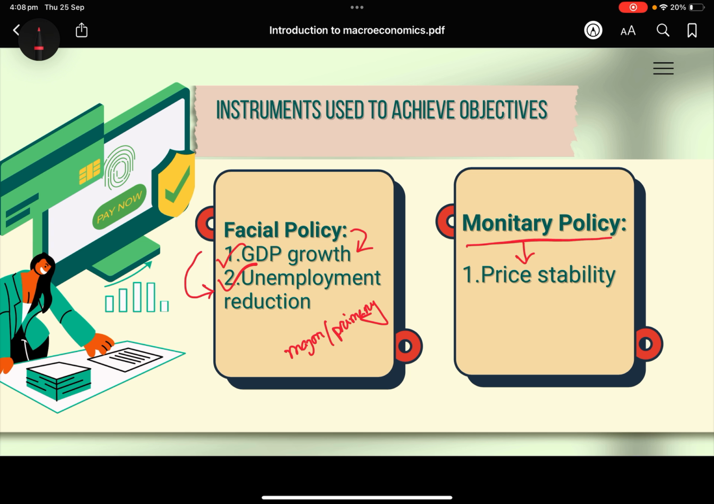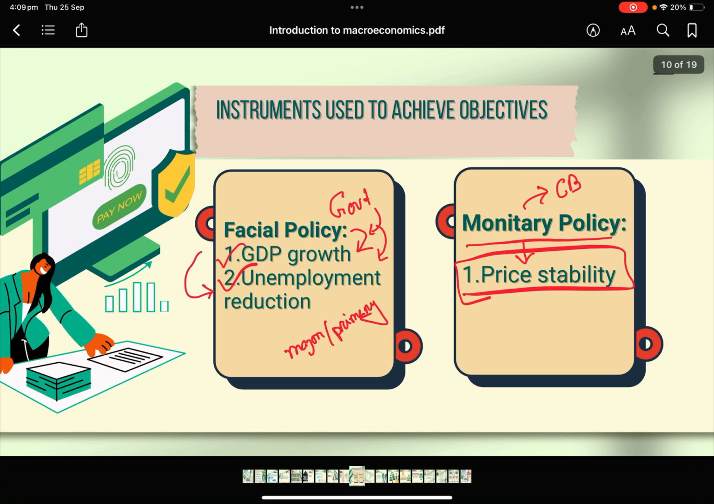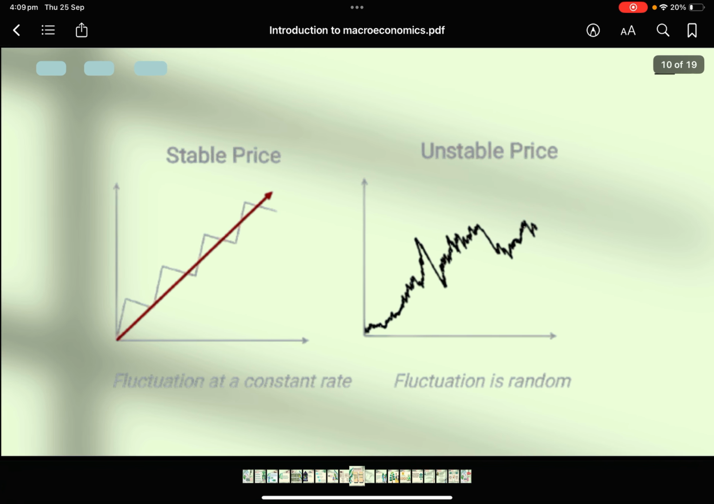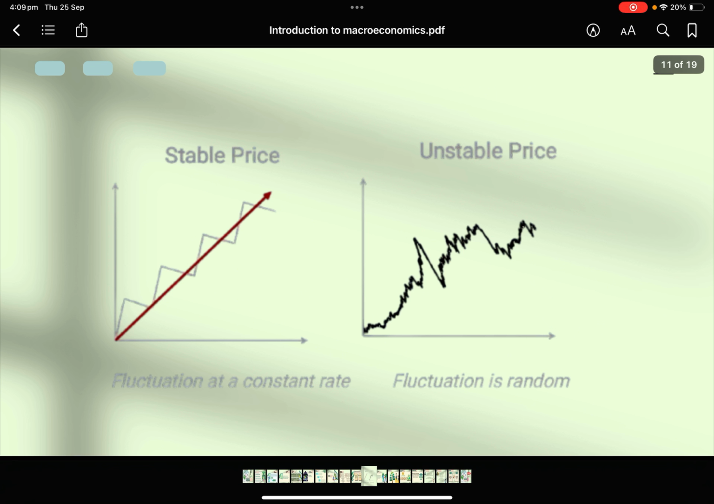And by using monetary policy, we get price stability. If you can remember, monetary policy is always controlled by the CB, or central bank. The central bank will work on price stability, and the government will work on GDP and unemployment reduction. It's common sense, right?